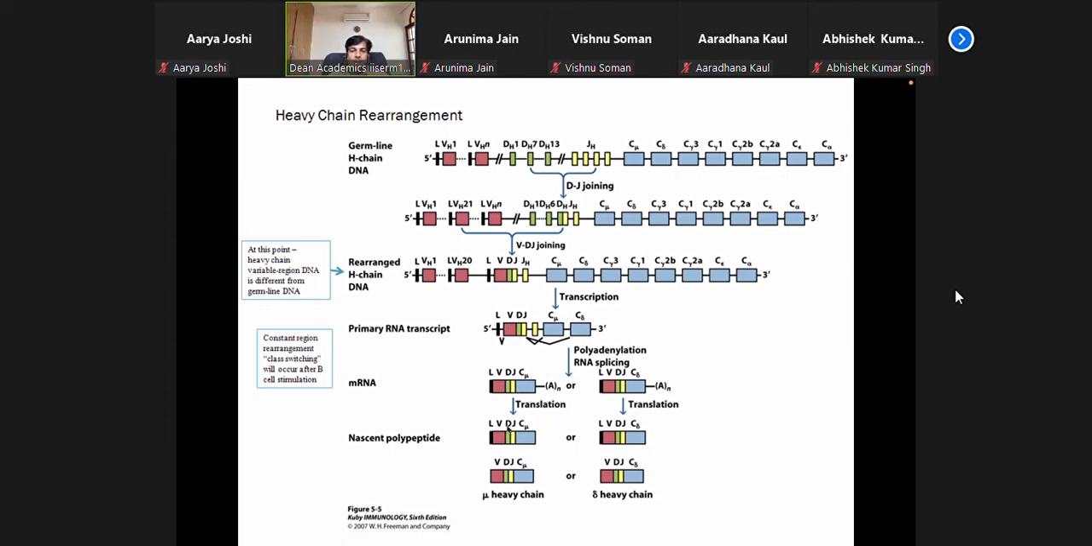Okay, and then the translated product will give you this nascent polypeptide chain, which carries the mu heavy chain or delta chain. The same process then has to happen for the sequence we have already talked about: first heavy chain, then light chain, and then obviously the alternative processing and so on and so forth to generate the whole receptor.